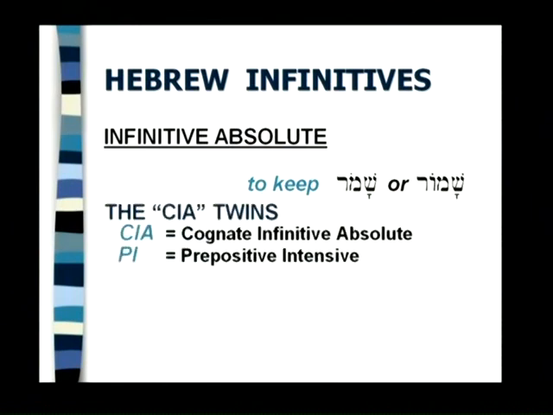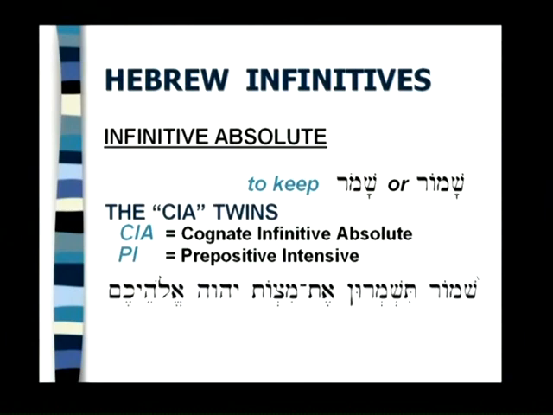When we get involved in these, we get into what we call the CIA twins. And we'll just have just a minute here to cover it. CIA stands for cognate. The C for cognate. Cognate means related. It's related. Infinitive absolute. We have a pre-positive intensive, the PI twin.